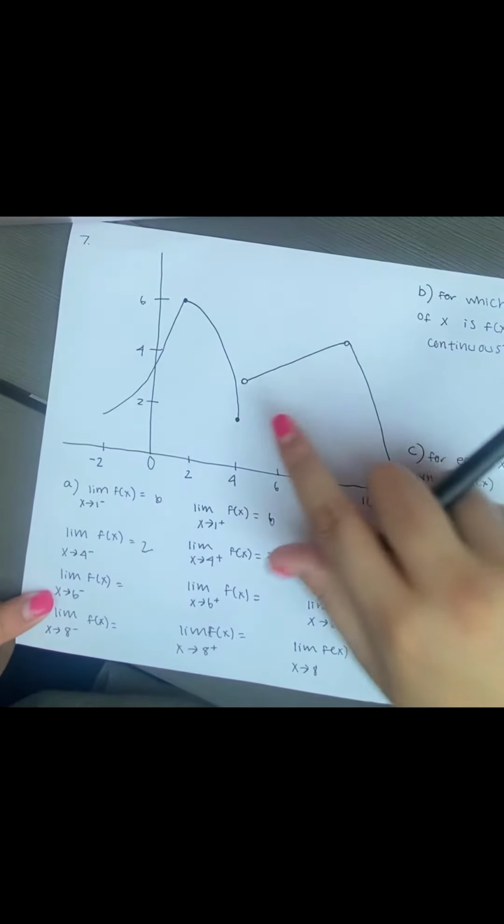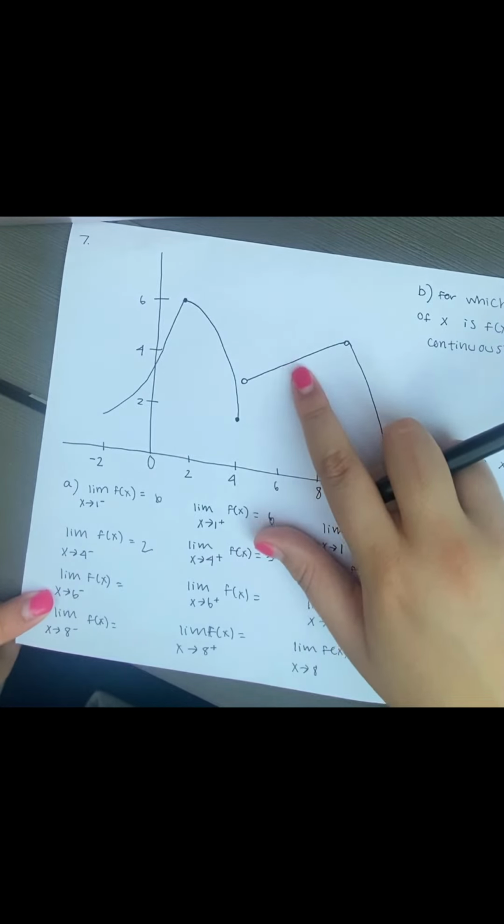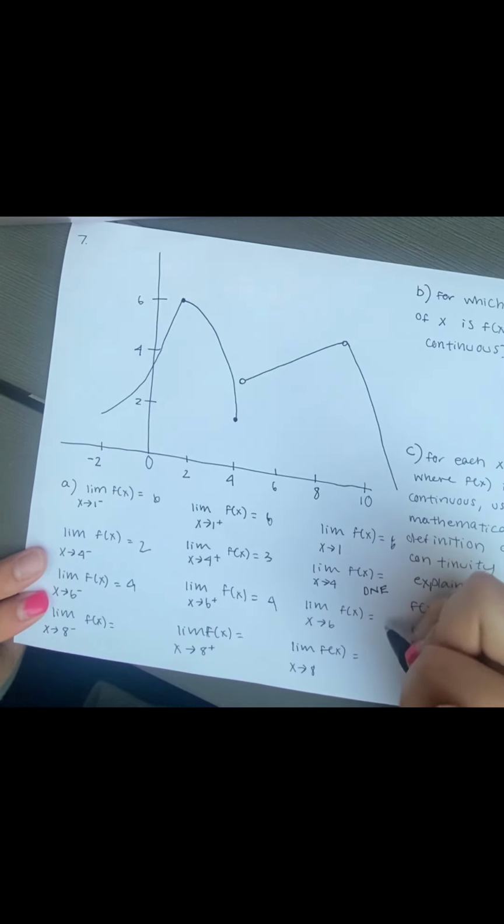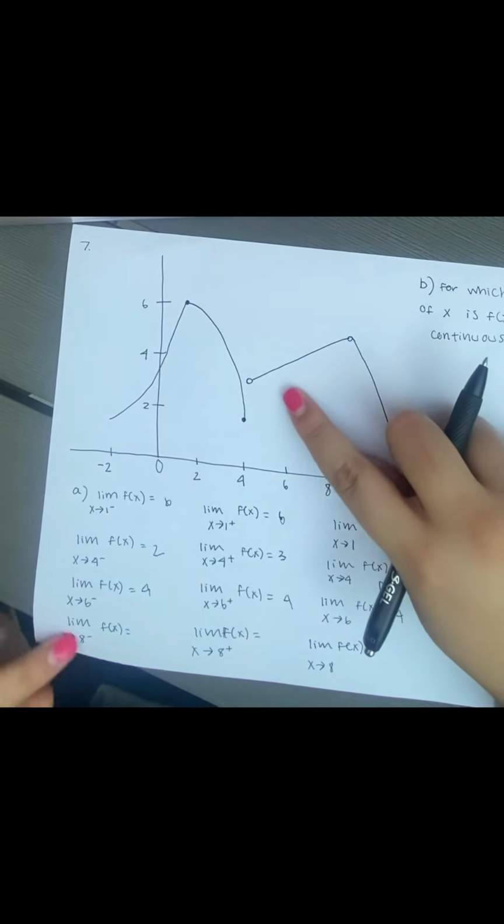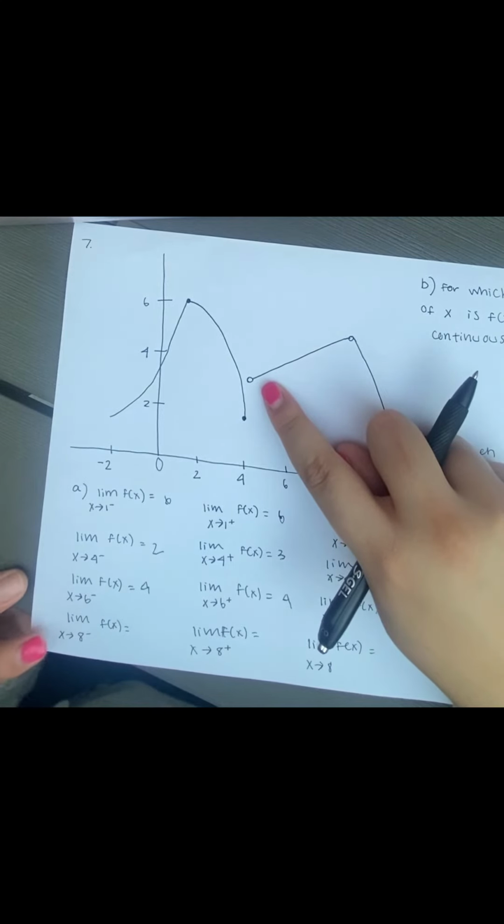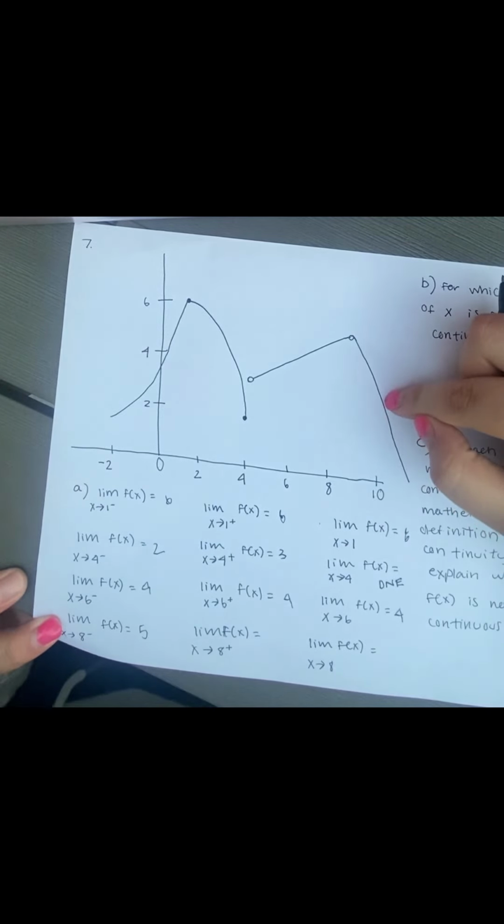And for the next one, the limit of f of x as x approaches 6 from the left, we find out that is 4. And if we approach 6 from the right, it is 4 as well. So we can conclude that the limit of f of x as x approaches 6 is 4. As for the last one, x is approaching 8 from the left is 5. And as x approaches 8 from the right, it's 5 as well.